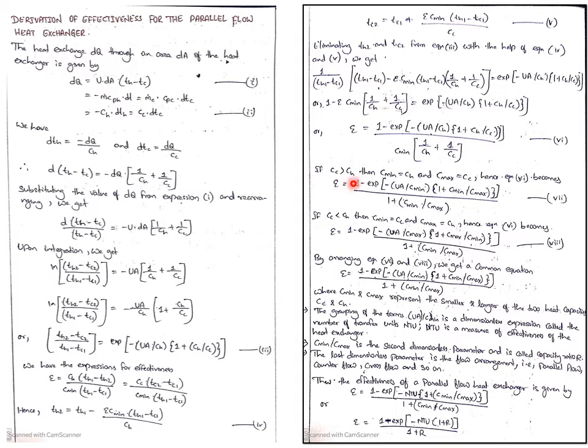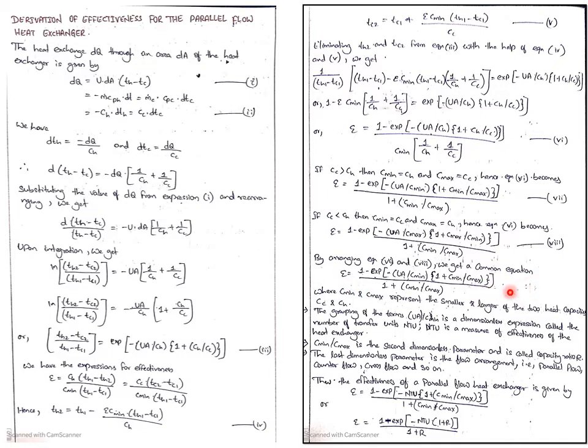Now this is the important step you have to remember: if Cc is greater than Ch, then C minimum will be Ch, and C maximum will be Cc. So whatever the Cc and Ch are, just replace them with C minimum and C maximum. Once you get the values, by arranging equations number 6, 7 and 8, we get a common equation. So this is the common equation.